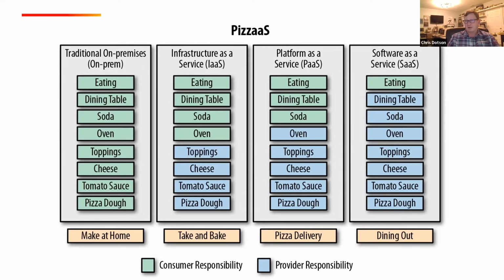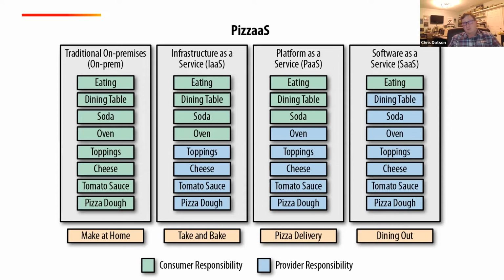So, another analogy, right, is pizza as a service. Now, the first version of this chart was by a guy named Albert Barron. I've added a few toppings to it. In this analogy, if you want pizza, you've got a decision to make. Do I want to make the pizza, or take and bake, or get delivery, or go out? If I make it, I have to do everything myself, but I get the most flexibility. If I take and bake, then the dough, sauce, cheese, and toppings are all done for me. I just have to use the oven and provide drinks and a place to eat. I won't claim I always use the dining table either.